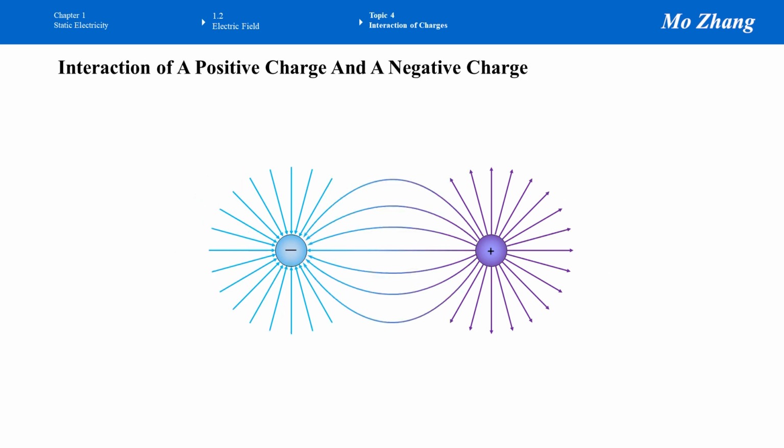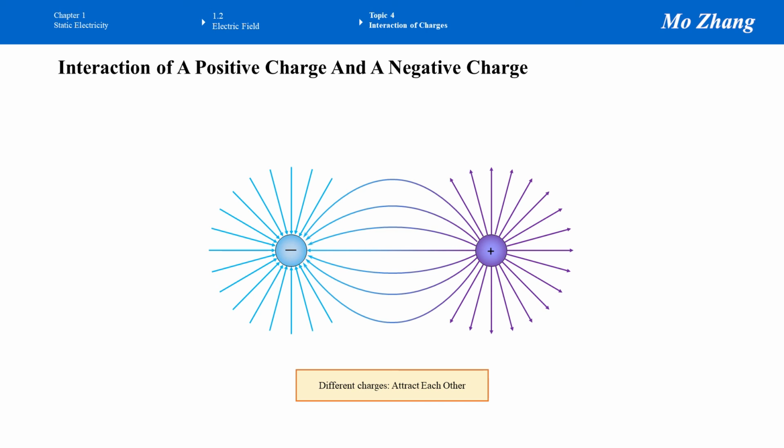As you can see, once we place them closer, the field lines coming out from the positive charge enter into the negative charge. Or we can say the field lines of both charges are connected. They are holding hands. So our conclusion is different charges attract each other.